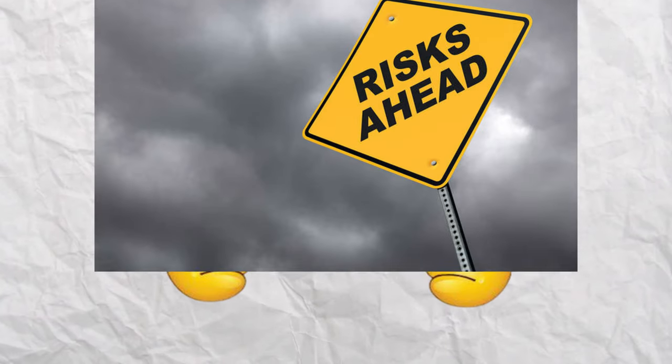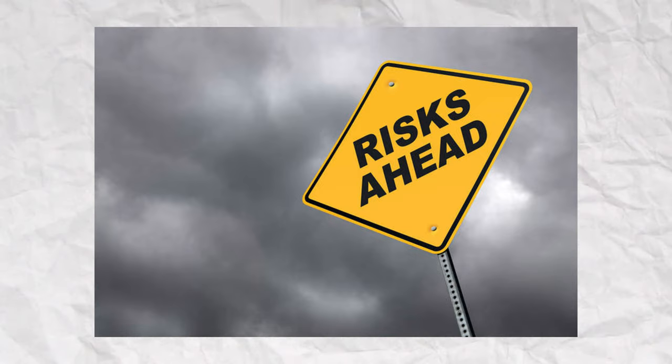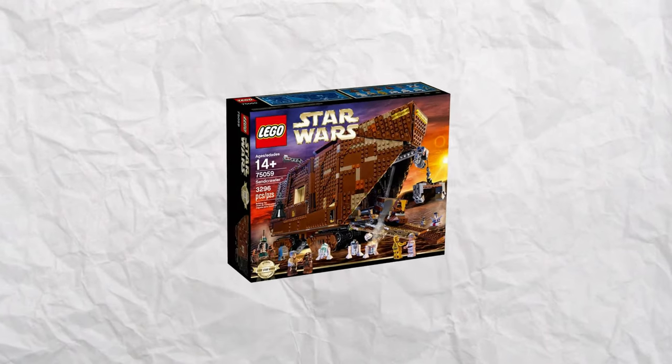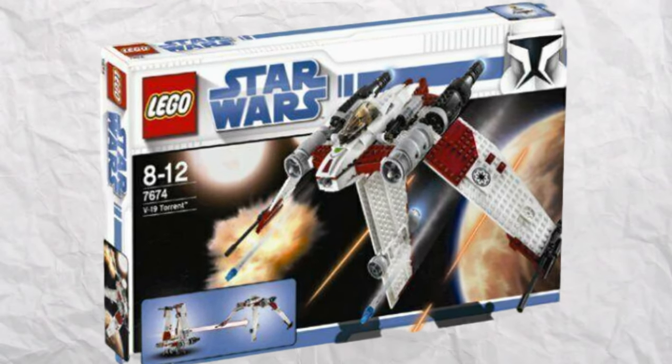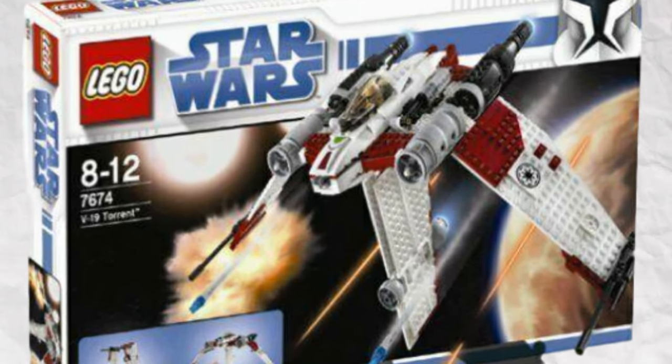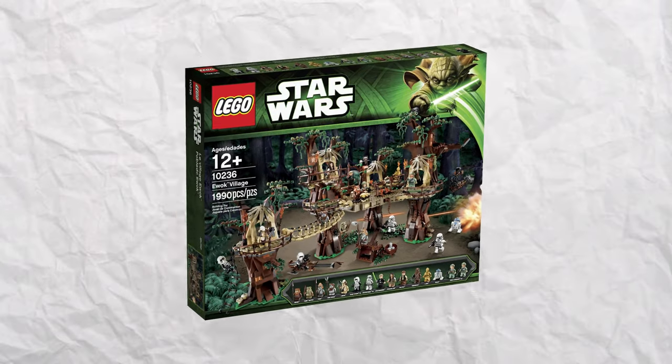And that's kind of sad, because there's some really good sets from before 2018 that I would love to build, but it's just way too risky. Some examples of this are the UCS Sandcrawler, an MTT, the V19 Torrent, because this set has so much dark red on it. Oh my gosh, that would break so fast. And the worst one of them all, the Ewok Village.